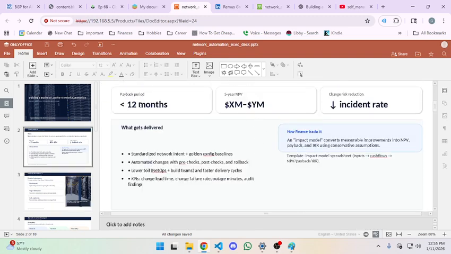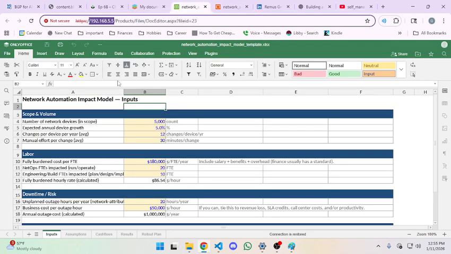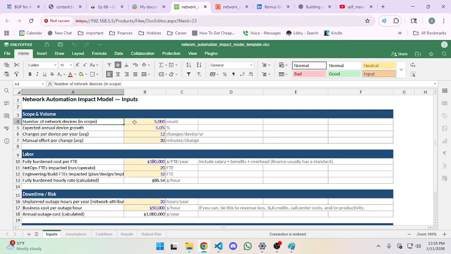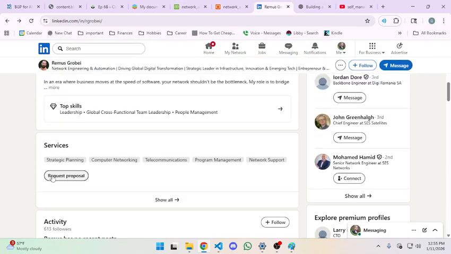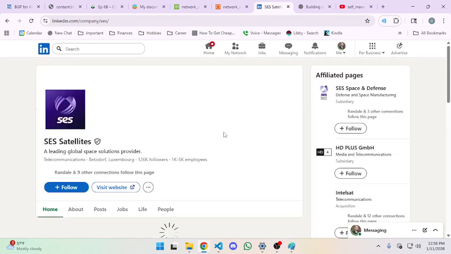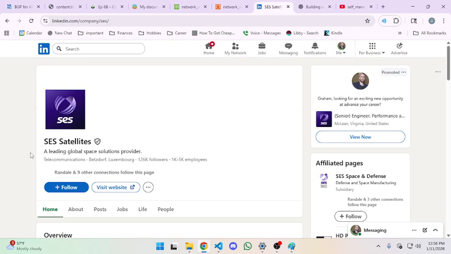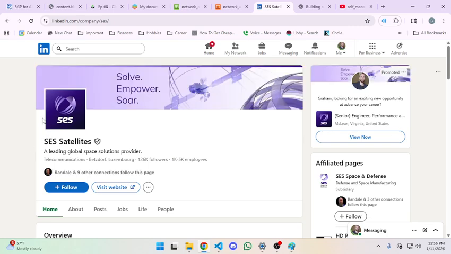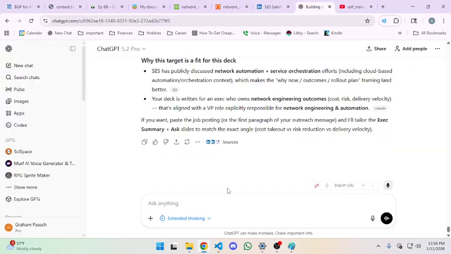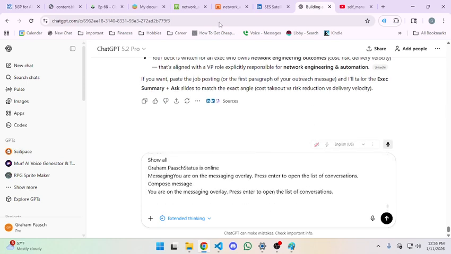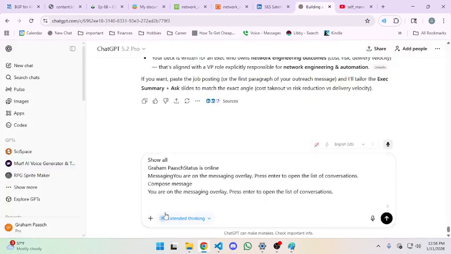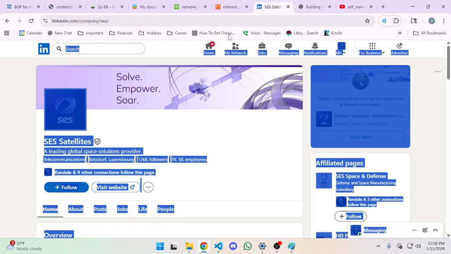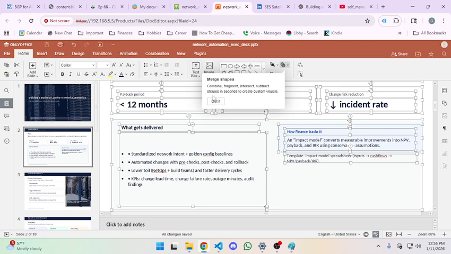All right, so let's try to get these numbers. So we'll get this from the spreadsheet. So we need to know how many devices they have that are in scope. So this guy doesn't even work for the company anymore. But so let's go to ChatGPT. Say like that. We're gonna do like this. Oops. How do we get all of this?